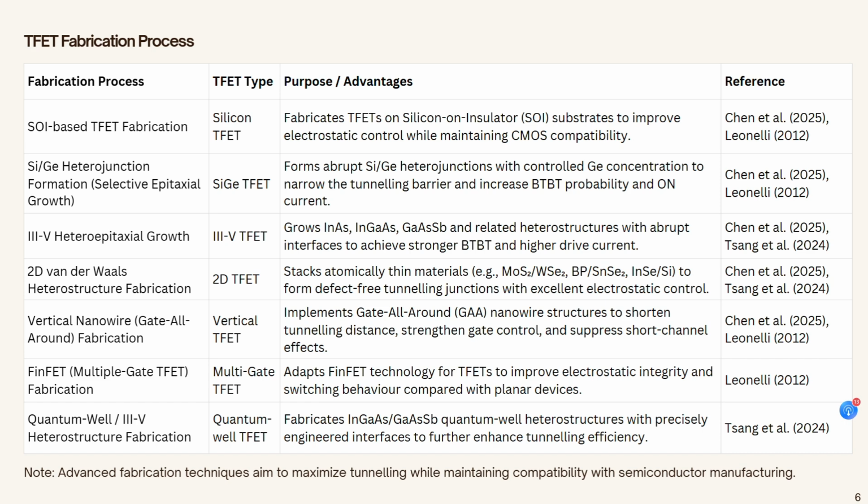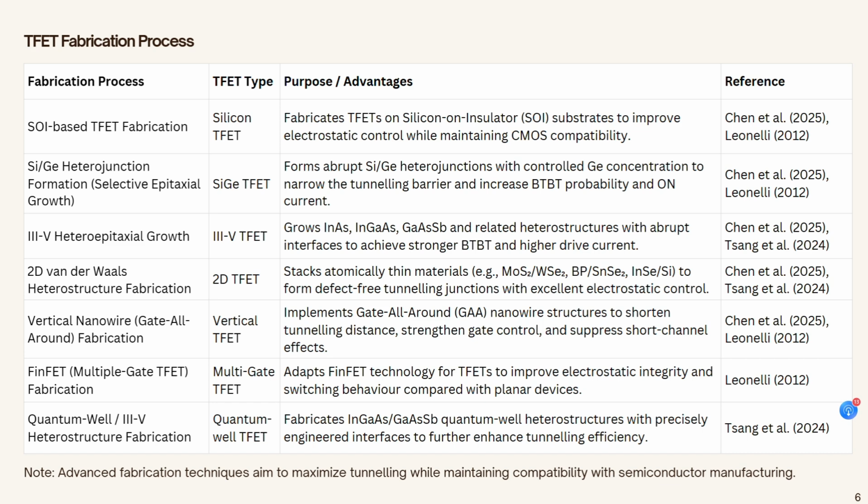Besides material selection, the fabrication approach is equally important because the performance of a TFET depends heavily on how effectively the tunneling junction is formed. The first approach is silicon-on-insulator based TFET fabrication. Silicon-on-insulator substrates provide better electrostatic control and reduce leakage current while maintaining compatibility with existing CMOS fabrication technology.